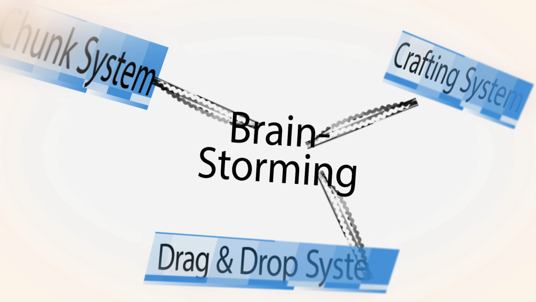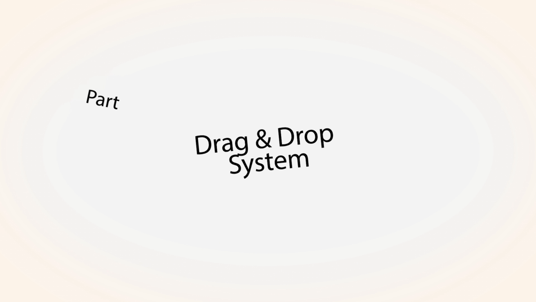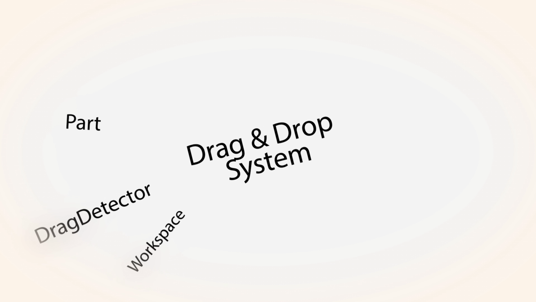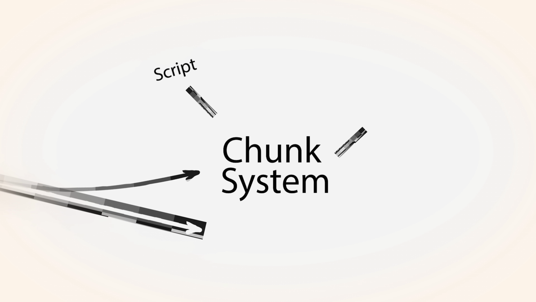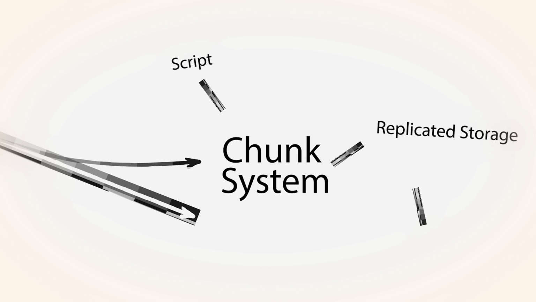First, we need to get an overview. We need 3 systems. First of all, we need a drag and drop system. For this, we need a part, a drag detector, and the workspace. For our chunk system, we need a script and the replicated storage where we will place the chunks.